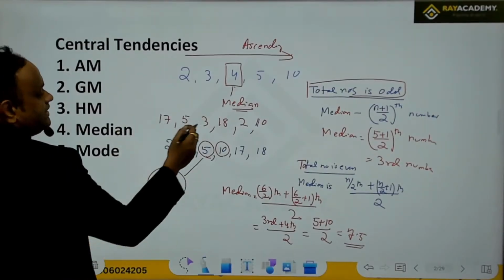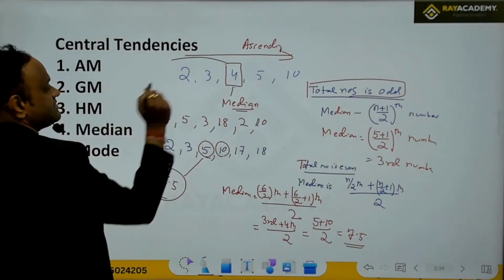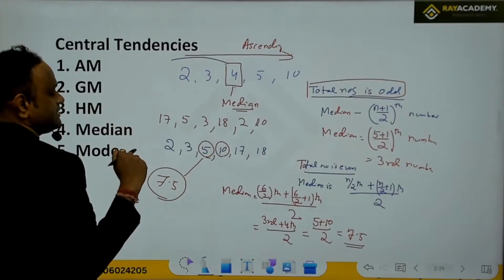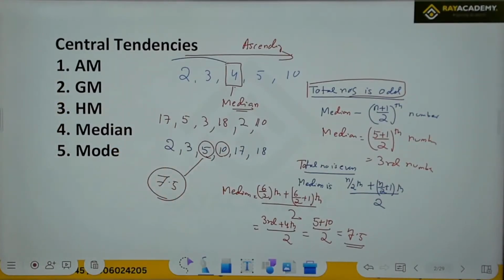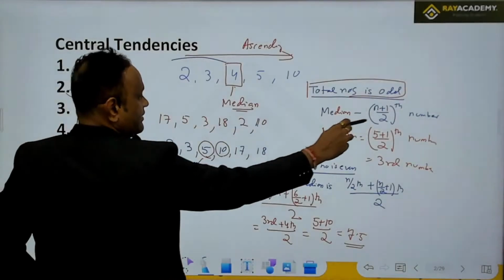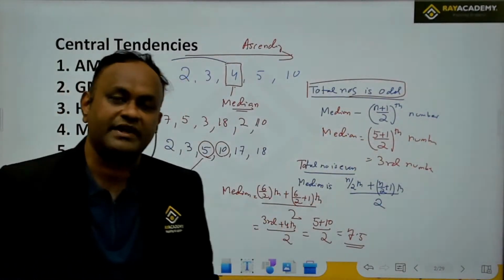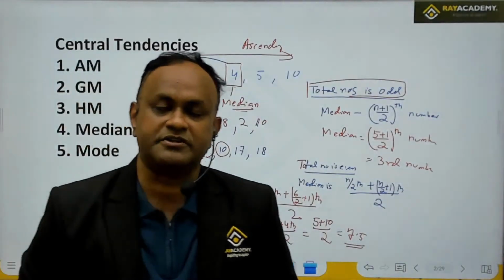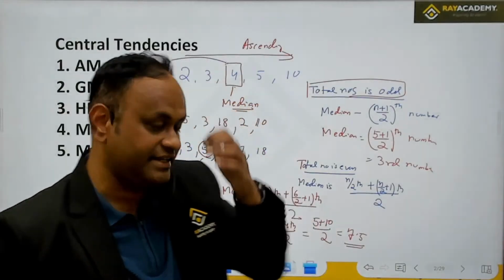Okay, so in the odd case, the median was the number itself, a number from the data set. But 7.5 is not a number in the data set, yet that is the median of this data set. Understood? There are two scenarios. If the total number is odd, you can put this formula. If the total number is even, you can put this formula and find the median. And the most important part is always arrange in ascending order before finding the median.